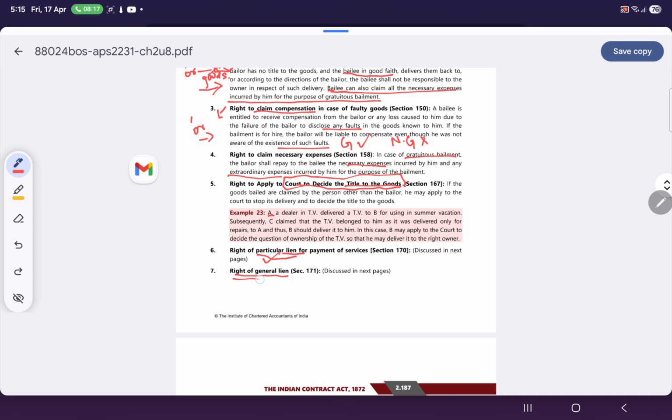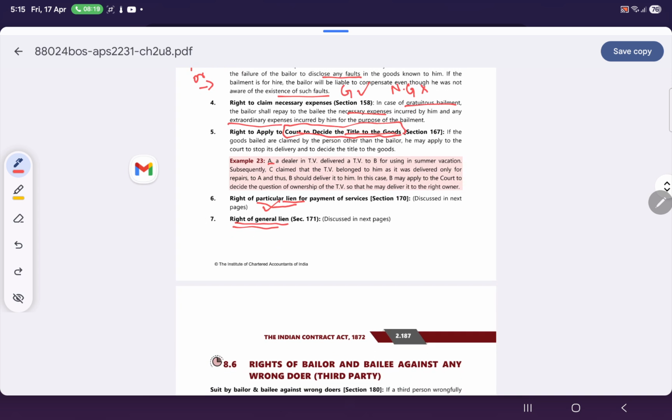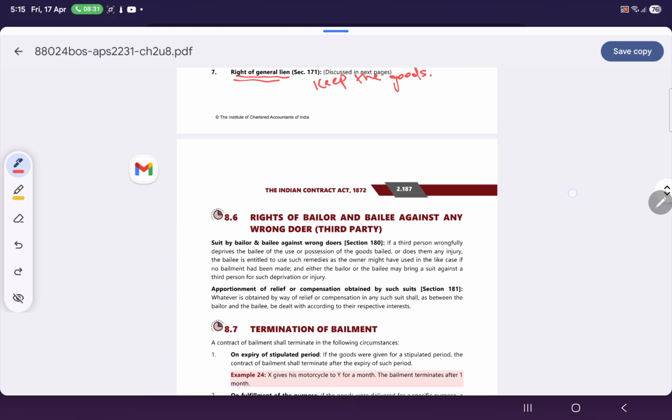Right of general lien is, generally, if he has to be paid any other amount also, he can keep the goods. He can keep the goods for any other payment also. We will discuss general lien and particular lien in the next following pages.